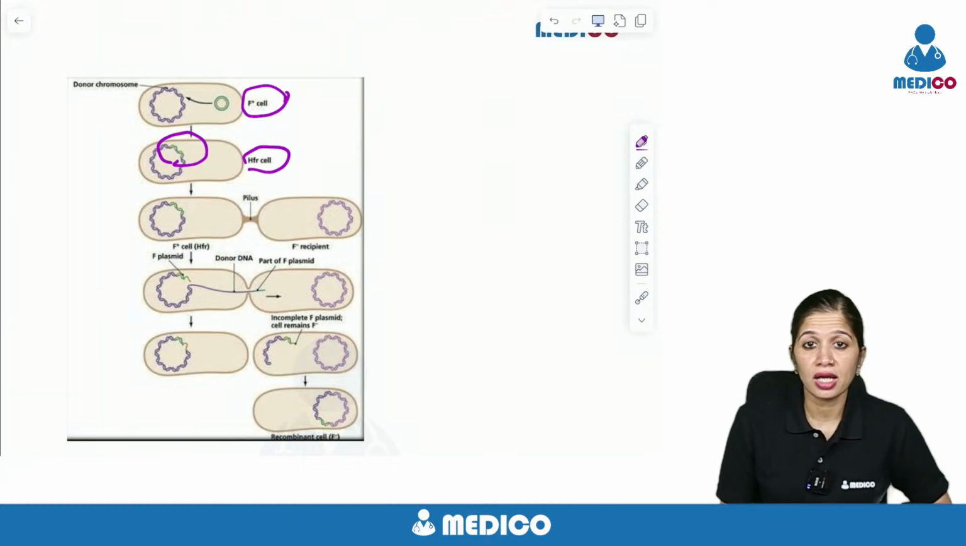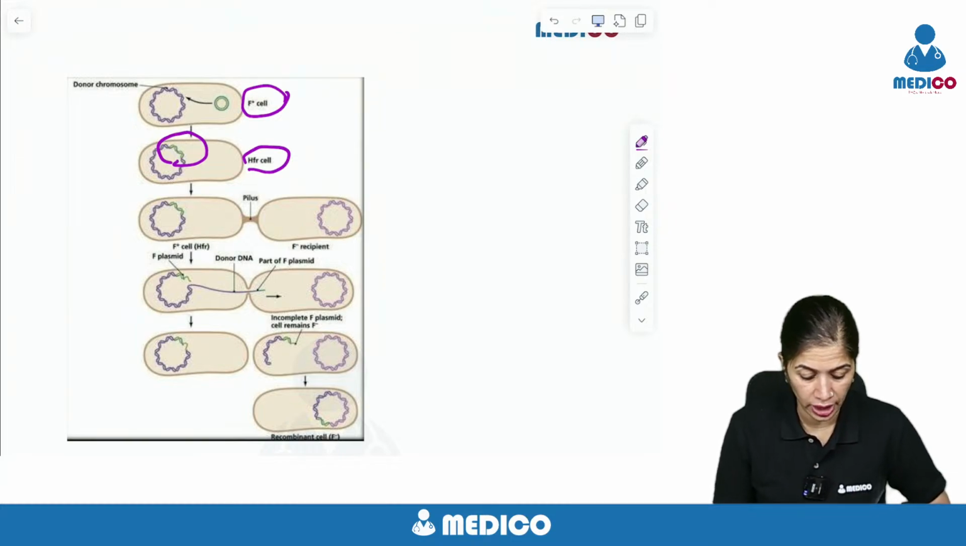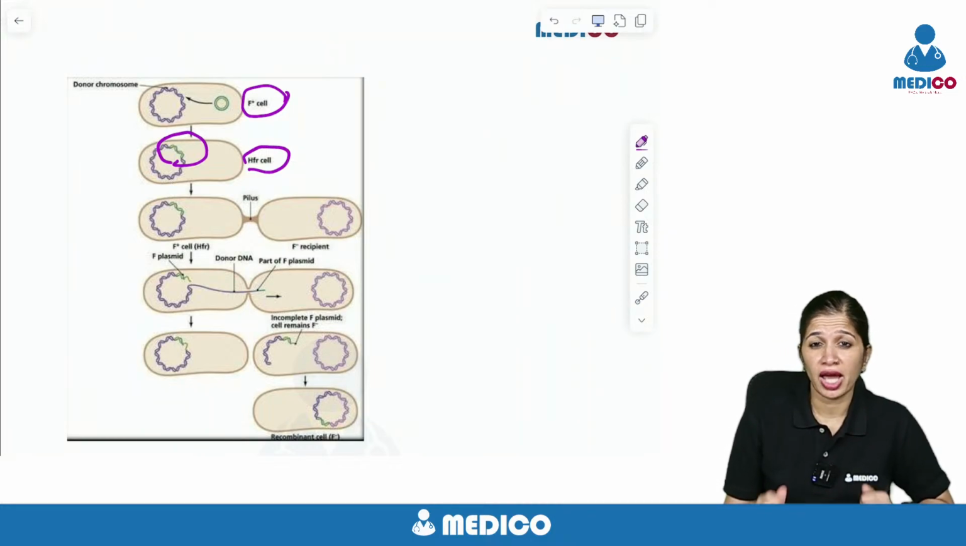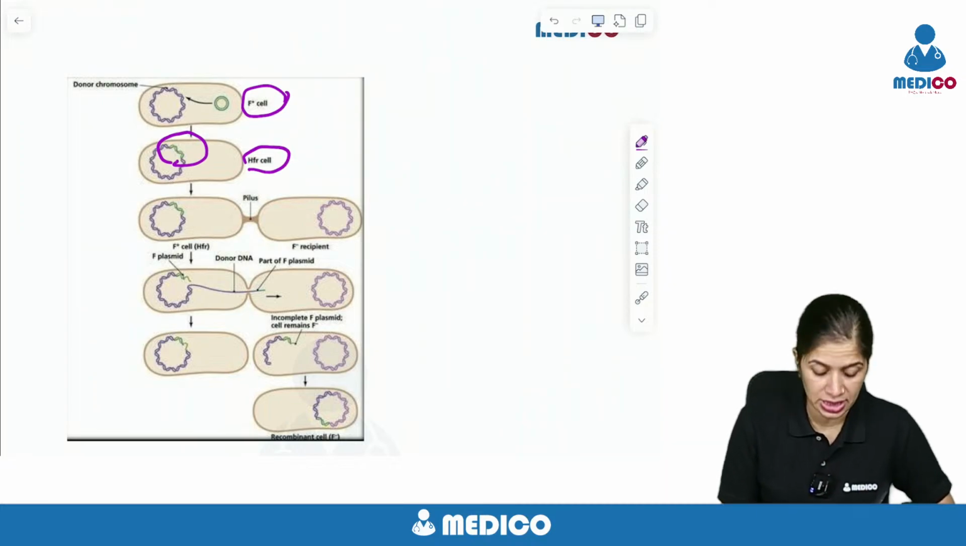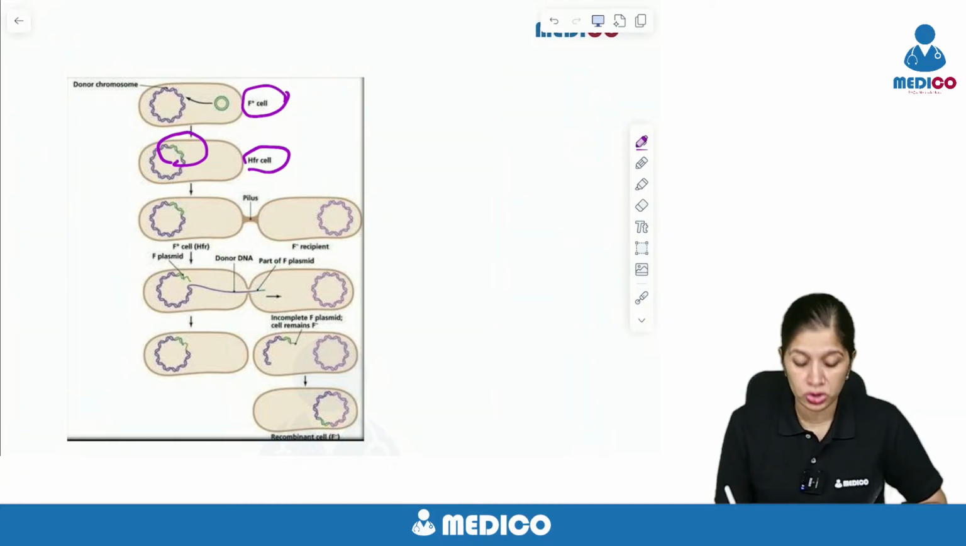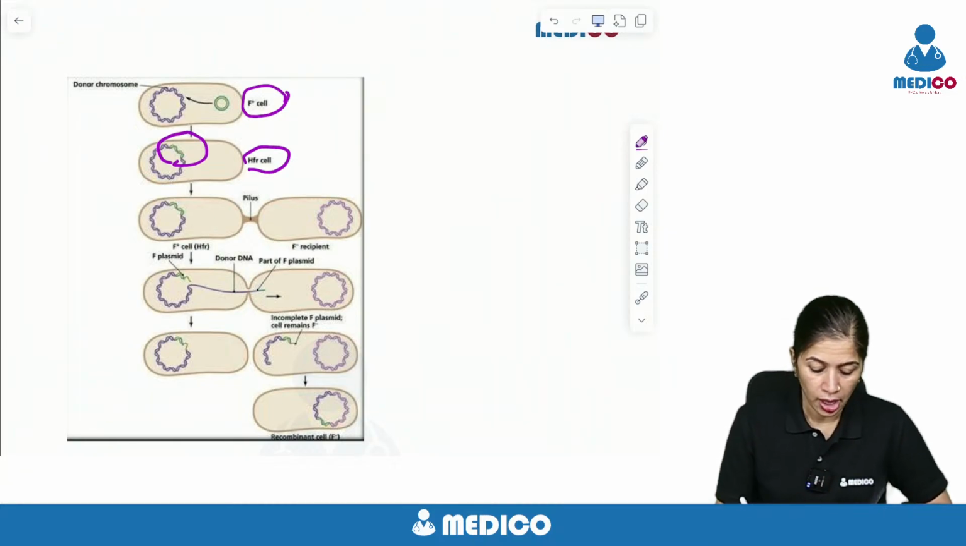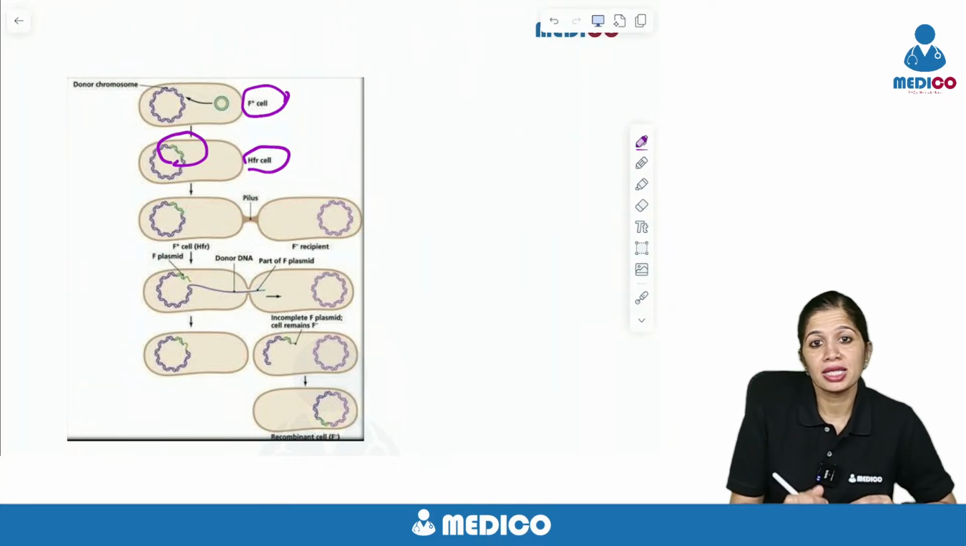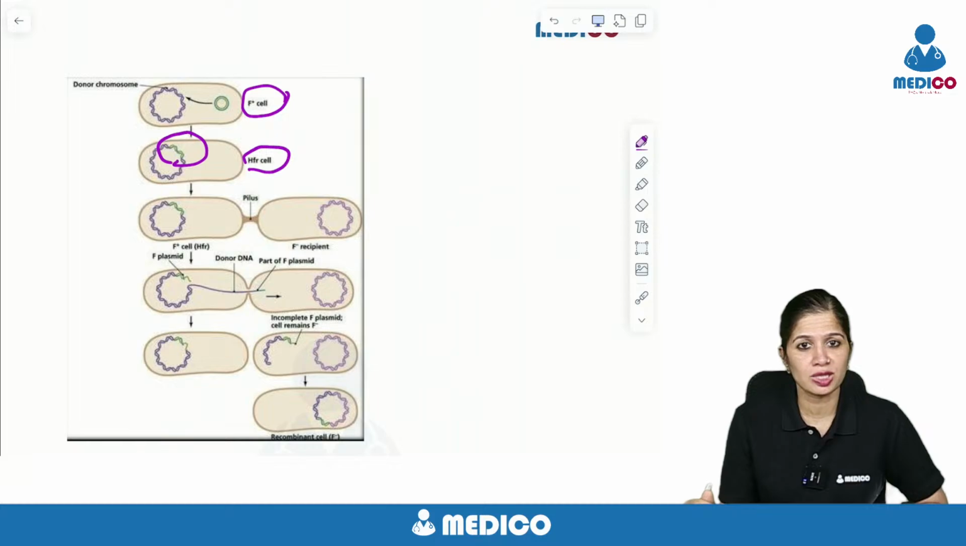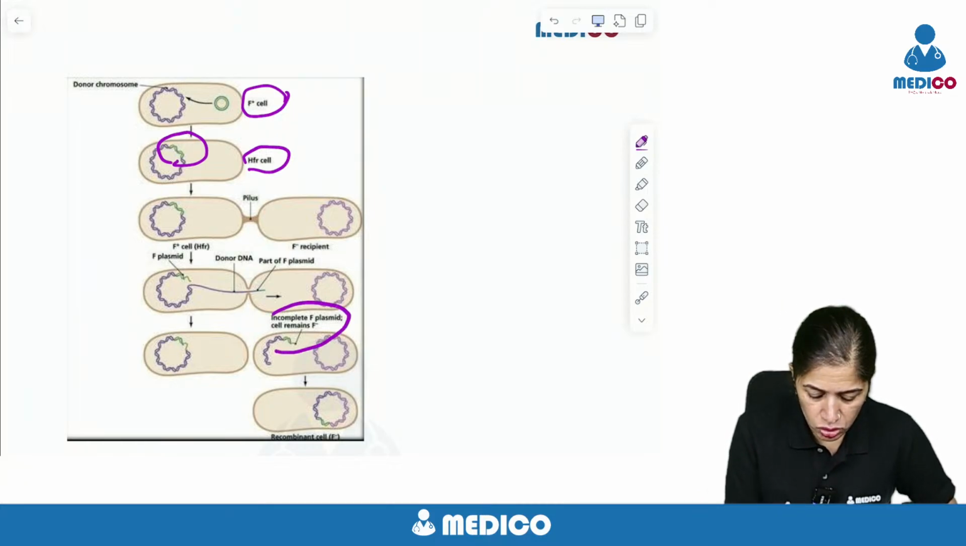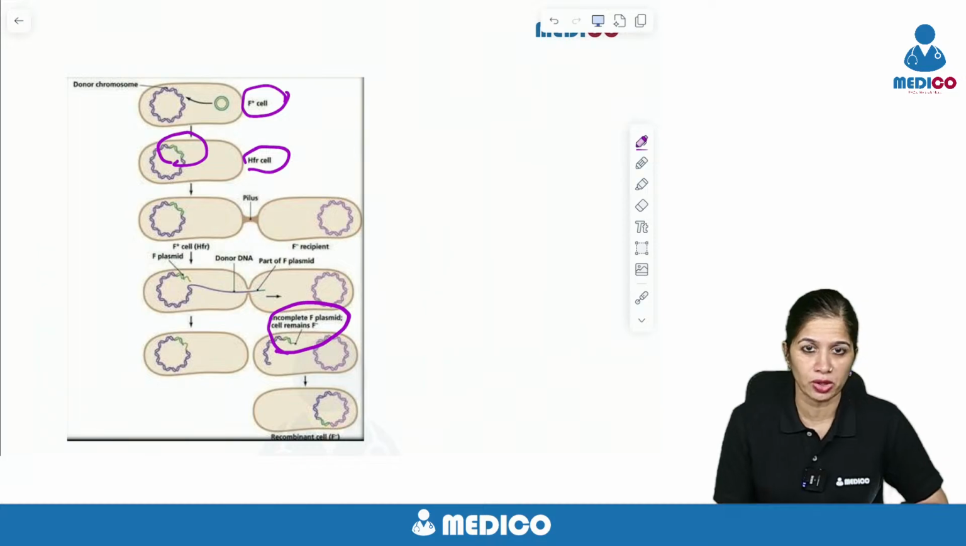And then when such a cell comes in contact with an F minus cell, what happens? There will be the formation of a pilus, okay? But an HFR cell does not have as sturdy a connection as a normal F plus cell has. And during the process of replication, the F plasmid will also start to replicate and it will start to migrate over into the other side. But before the entire process of replication actually gets completed, the pilus gets detached. So the entire F plasmid does not go into the recipient and only an incomplete F plasmid goes. So unless the whole thing is there, it cannot become an F plus cell.